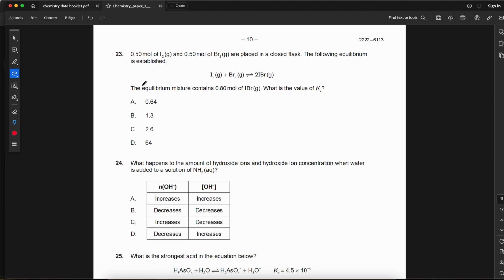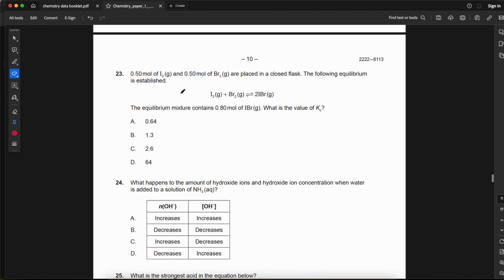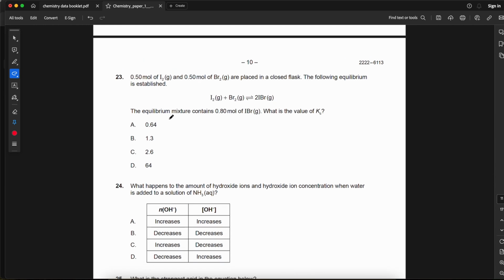0.5 mole of I2 and 0.5 mole of Br2 are placed in a closed flask. The following equilibrium is established: I2 plus Br2 produce 2 IBr. The equilibrium mixture contains 0.8 mole of IBr. What is the value of Kc? Okay, so for I2, when it reacts with the Br2, it produces 2 IBr.